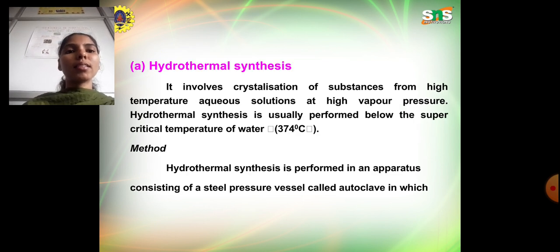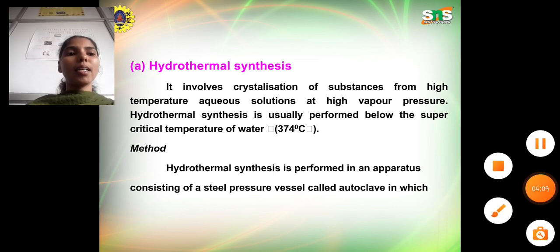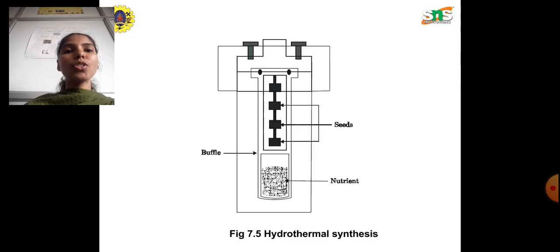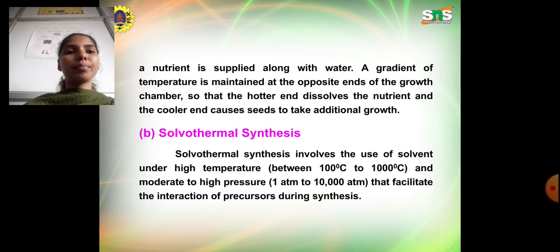Hydrothermal synthesis involves crystallization of substance from high temperature aqueous solution at high vapor pressure. Hydrothermal synthesis is usually performed below the supercritical temperature of water, that is 374 degrees centigrade. Method: hydrothermal synthesis is performed in an apparatus consisting of a steel pressure vessel called autoclave. This is the autoclave hydrothermal synthesis method.